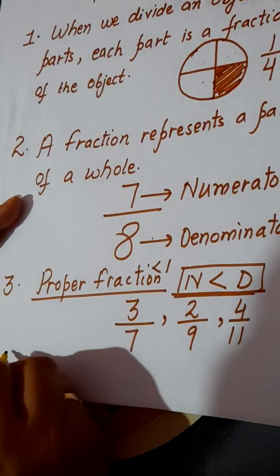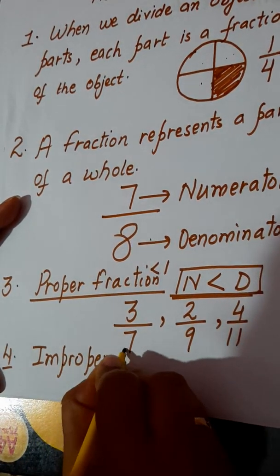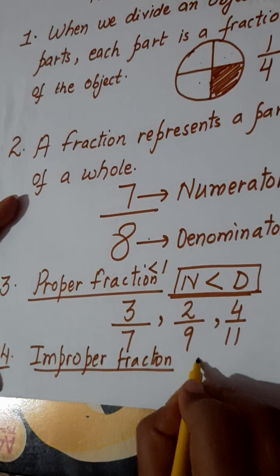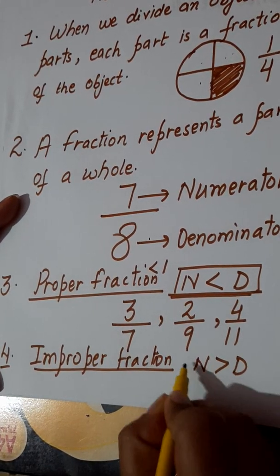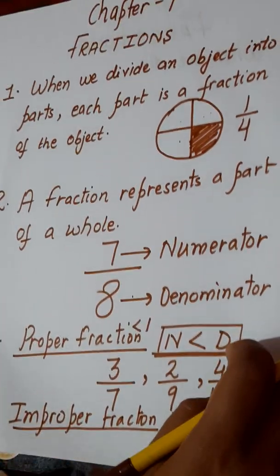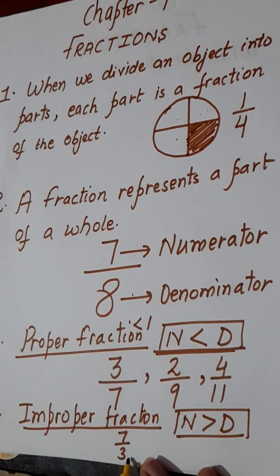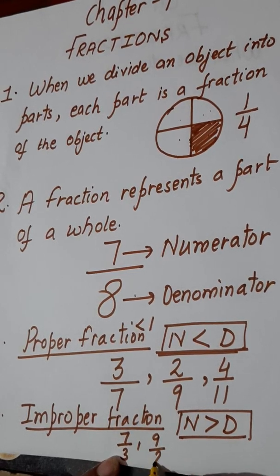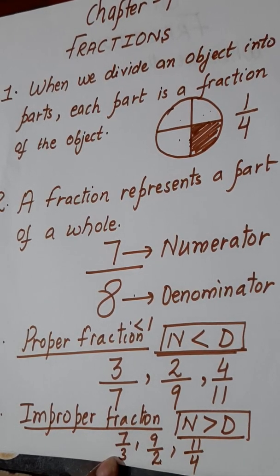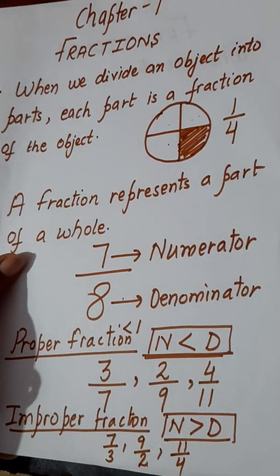Now next we have improper fraction. An improper fraction is a fraction in which the numerator is greater than the denominator. For example, if I write 7 upon 3, here the numerator is greater than the denominator. If I write 9 upon 2, here the numerator is greater than the denominator. If I write 11 upon 4, here the numerator is greater than the denominator. If the numerator is greater than the denominator, then it is representing an improper fraction.